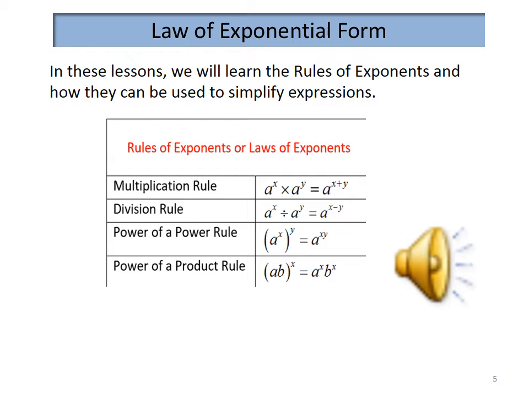Power over product rule means there is a base ab, and there is an exponent, a power, a degree, that is x. If you want to come out from this expression, it will become a power x and b power x. That is to say, you have to give the power to each and every term which is inside the parenthesis.